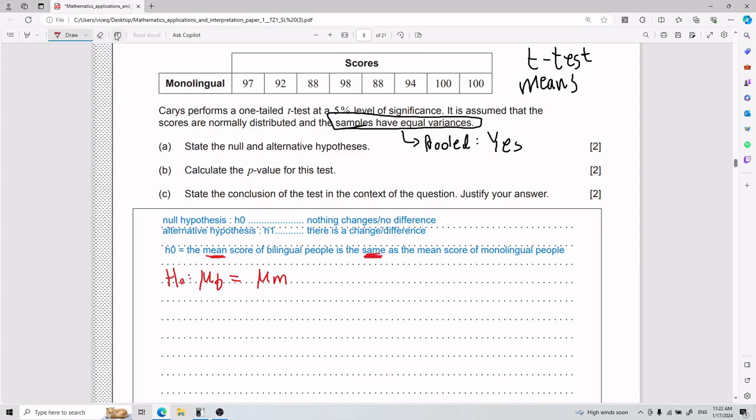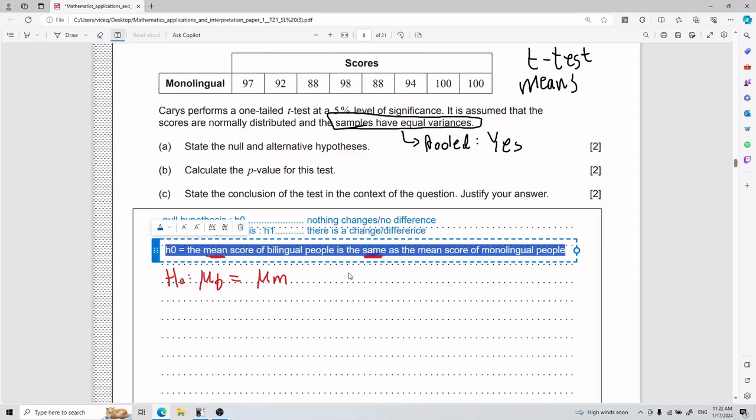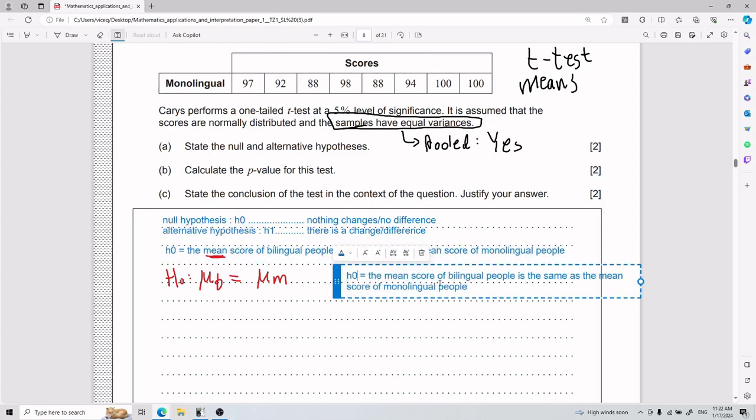For the alternative, you can guess what it's going to be. It's literally pretty much the same, just that instead of H0, we have H1, and instead of same, we have that the mean score of bilingual people is higher than the mean score of monolingual people. So what's the key difference here? Here we have higher. That's all there is to it. H0, no difference, nothing changes. H1, there is a change, there is a difference.